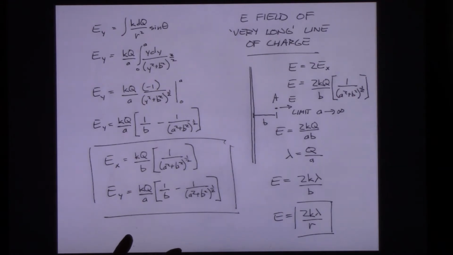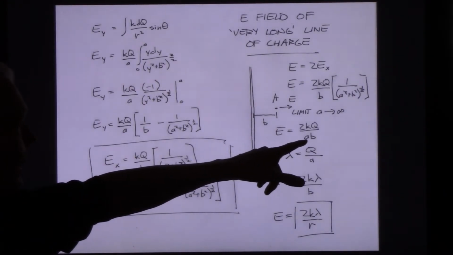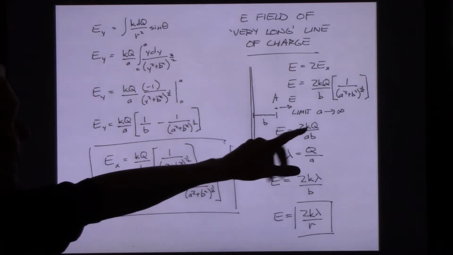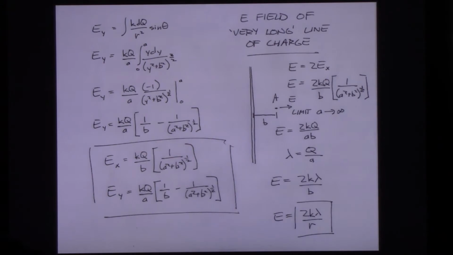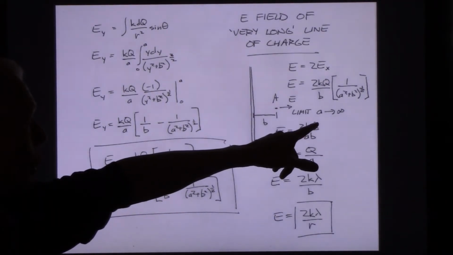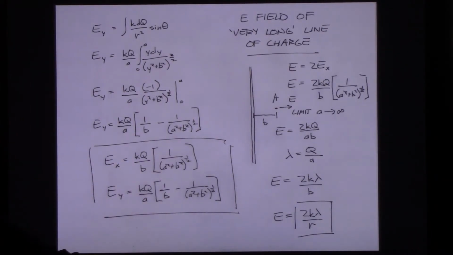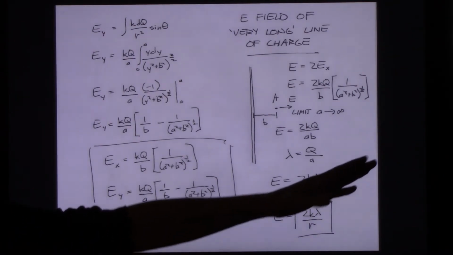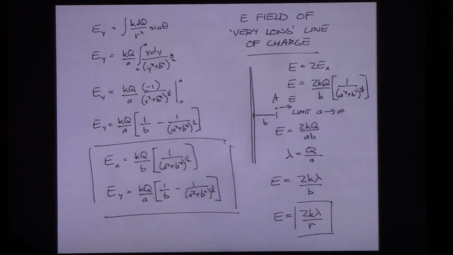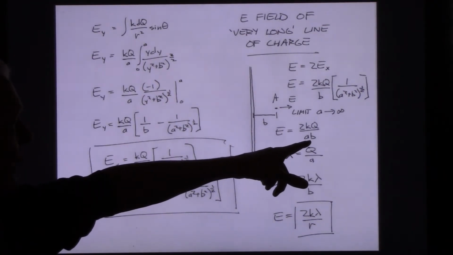Now the problem I have with this E field formula is that as a goes to infinity, the electric field goes to 0. That doesn't make sense. Why is my formula doing that? That's because I wrote it in terms of the total charge. If I have a line of charge that is infinitely long, but it has a finite amount of charge, that means the charge is just spread out so thinly that it basically has no E field at all.